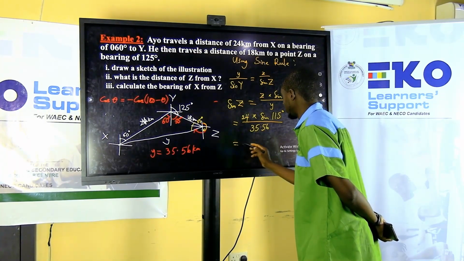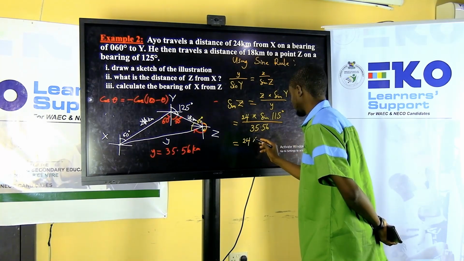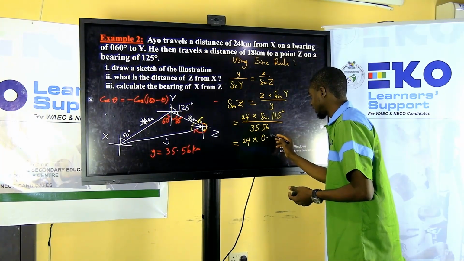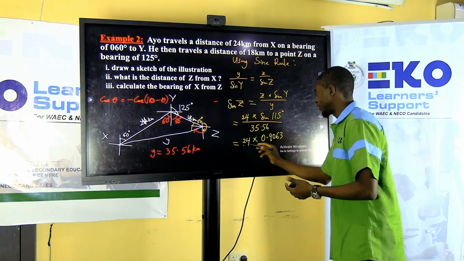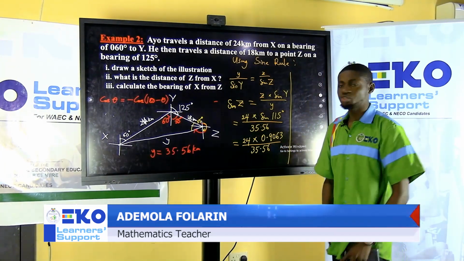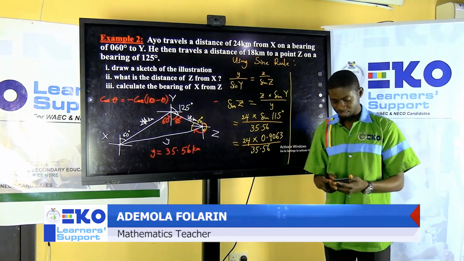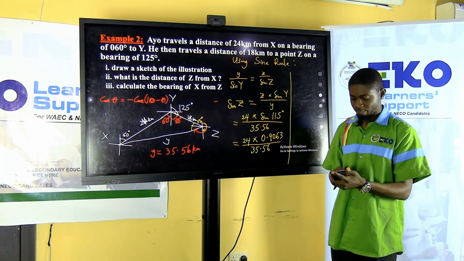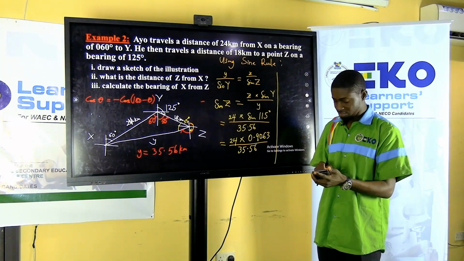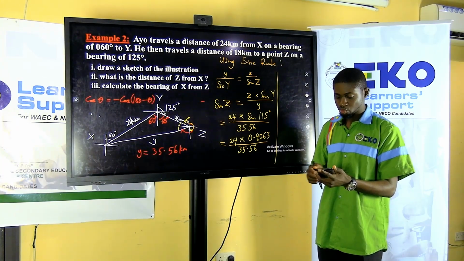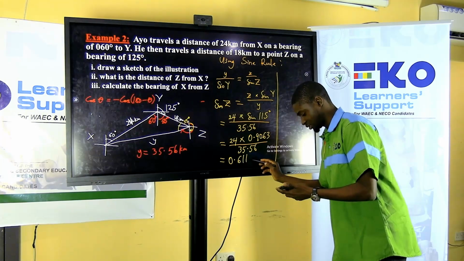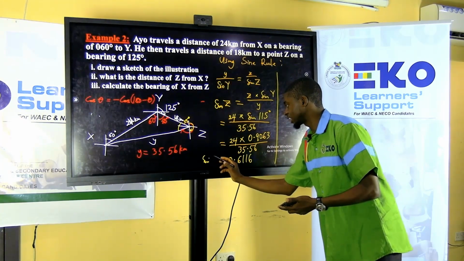So to make our work easier, divide through, no problem, you can do that ahead of us. 35.56. So in doing this, it's going to be 24 multiplied by sine 115, which gives us 0.9063, divided by 35.56. Since you have your calculator with you, I want you to do that outrightly. Yes, let's not waste time. That will give us sine 115, multiplied by 24, divided by 35.56. So all together here, we have 0.6116. Remember, that's our sine z.